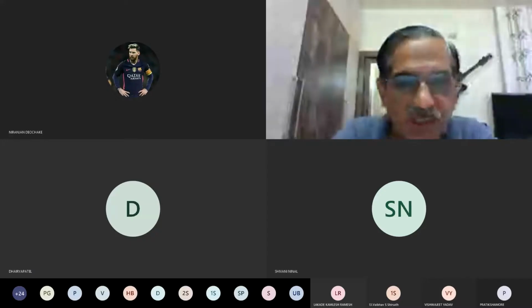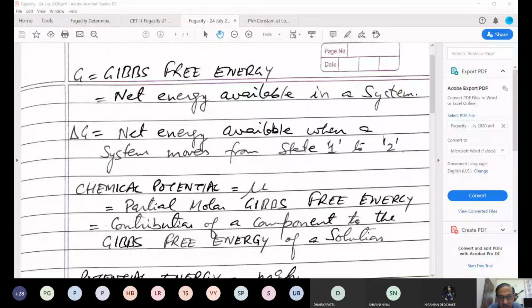Okay, so Gibbs energy, we have seen, is the net energy available in any system, right? We saw the definition when we derived equations for A, which is Helmholtz free energy, and G, which is Gibbs free energy, at constant temperature and pressure, and most chemical systems are operated at constant pressure and temperature. So it is net energy available in a system. And when we say delta G, it means when we move from state 1 to state 2, what is the net energy available when the system moves from state 1 to state 2?